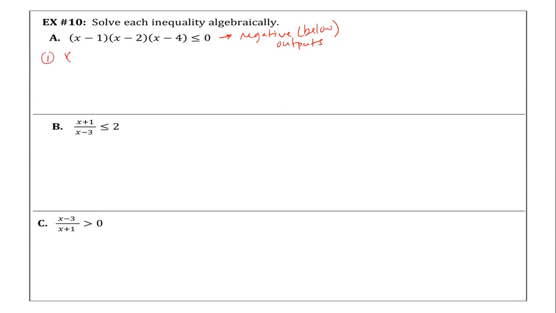So step 1 is to first identify your x-intercepts. My x-intercepts are at x equals 1, 2, and 4. Step 2 is to identify any vertical asymptotes or holes. Will this graph have any? No, because I don't even have a denominator, right? So there's nothing for me to do. Step 3 is to create my number line based on what I have. So we have 1, we have 2, and we have 4.